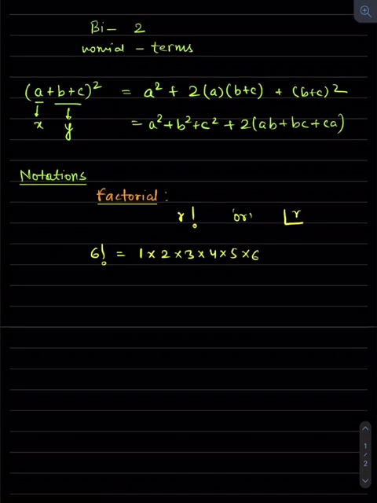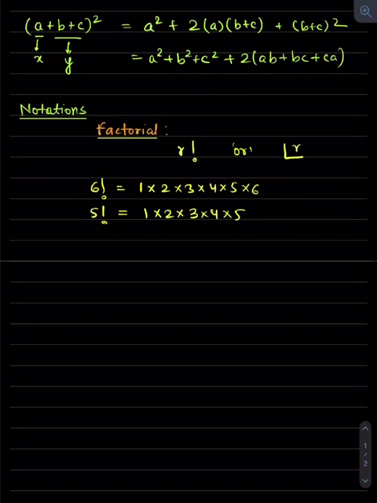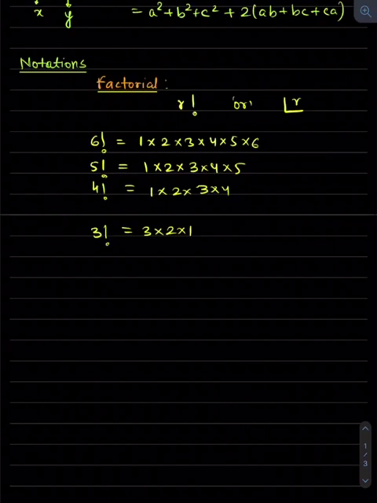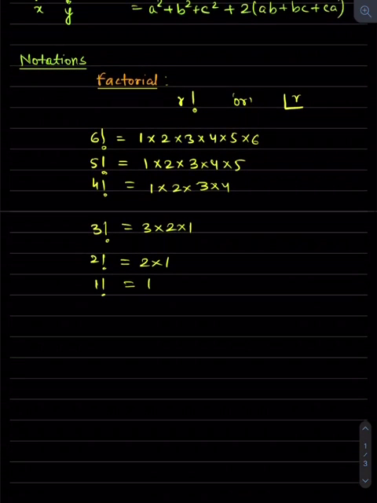Okay. Similarly, what is 5 factorial? If I write 5 factorial, it is the same as the product of the first 5 natural numbers. 4 factorial will be 1 into 2 into 3 into 4, and 3 factorial is 3 into 2 into 1. Similarly, 2 factorial is 2 into 1, and 1 factorial is 1.